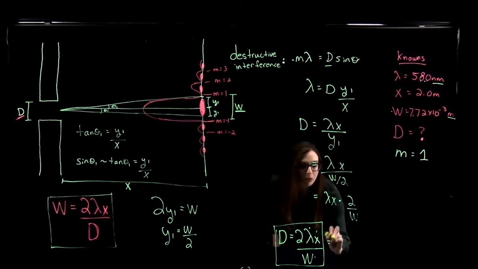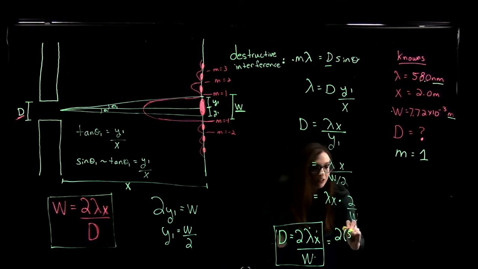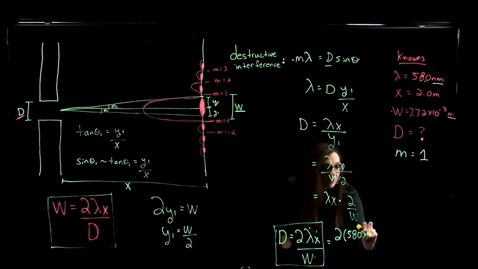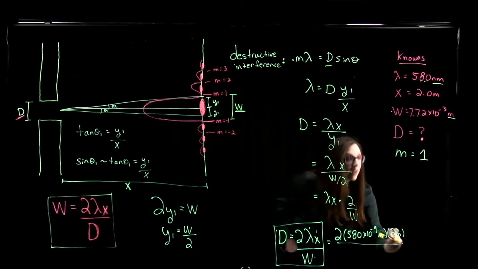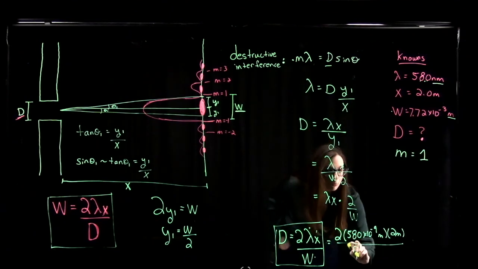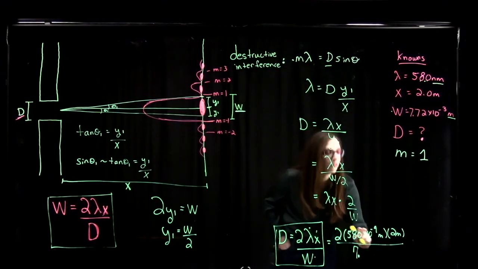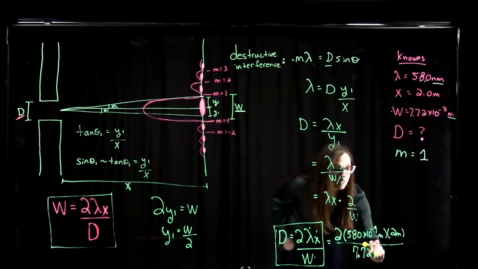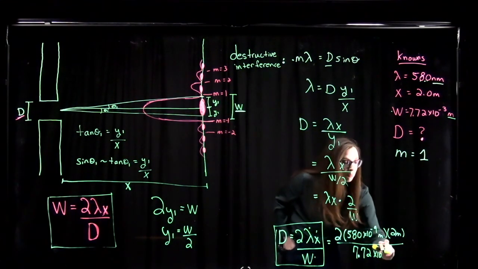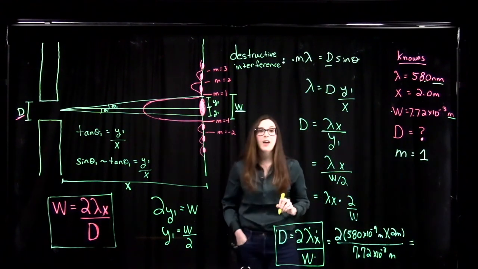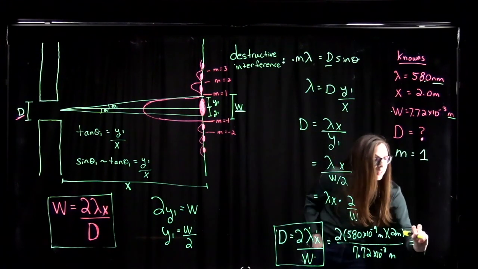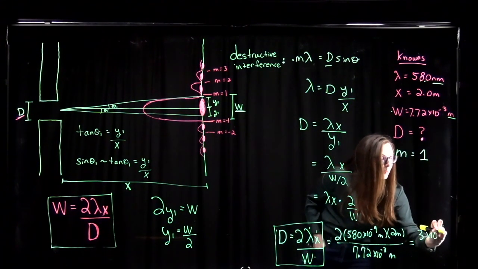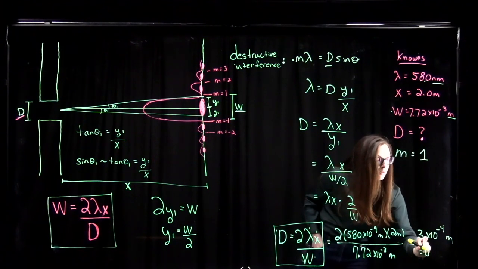So then this is equal to 2 times 580 times 10 to the minus 9 meters times 2 meters, and then we divide by the width of my central bright spot, which is 7.72 times 10 to the minus 3 meters. We find that the slit width in this case is 3 times 10 to the minus 4 meters, and that also equals 0.3 millimeters.